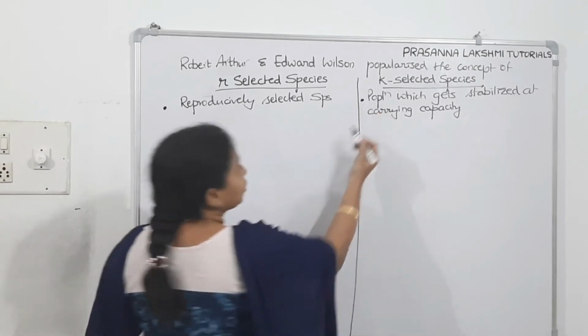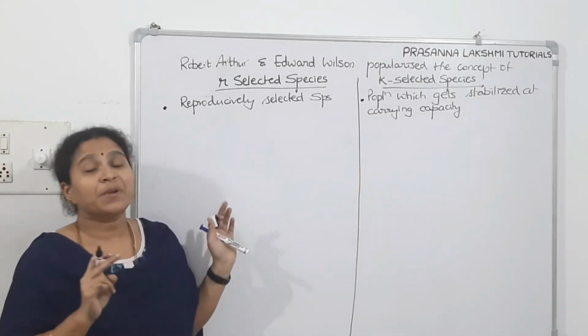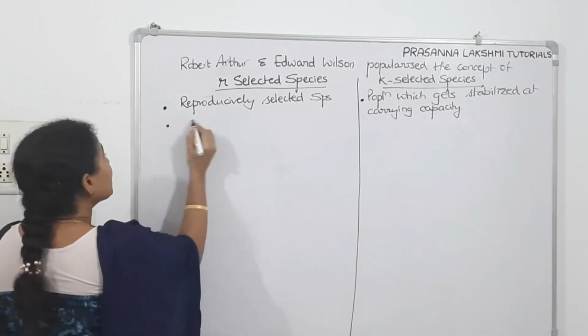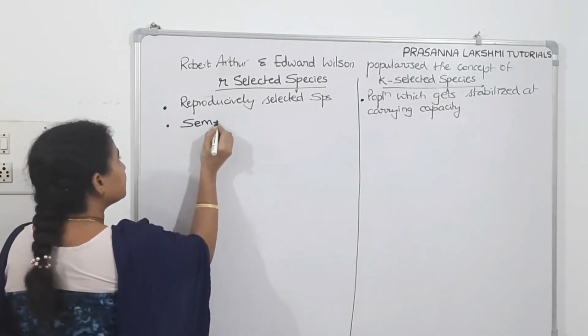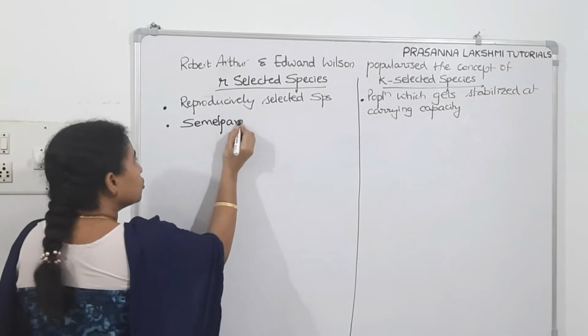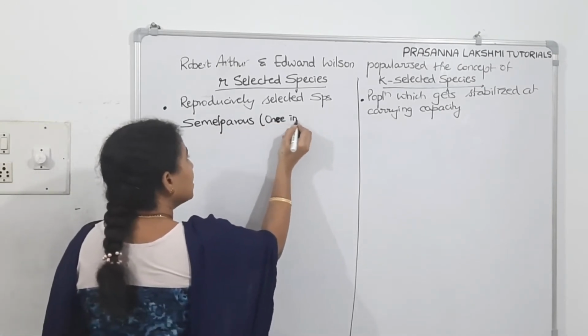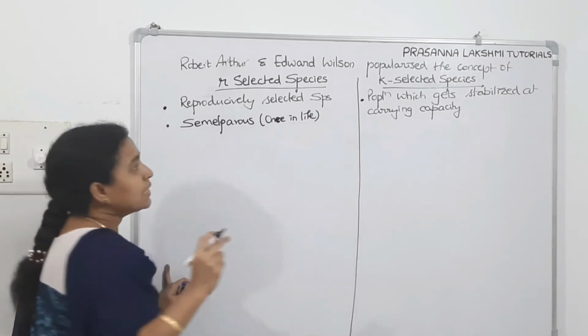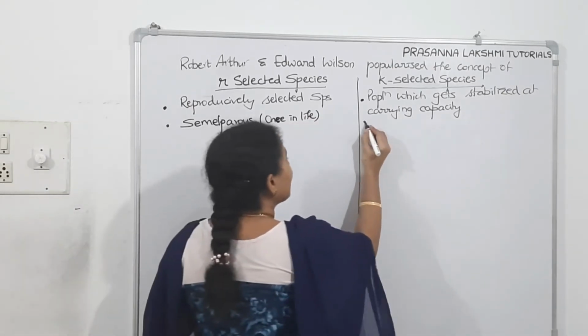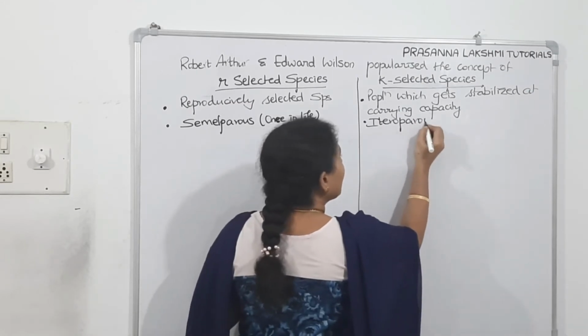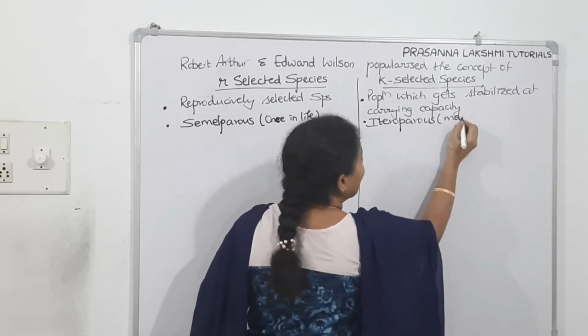I think you understood this. Now, R selected species are semelparous. So, what do you mean by semelparous? They reproduce once in life. Whereas K selected species, if you see, are iteroparous. What do you mean by iteroparous? They reproduce many times in life.